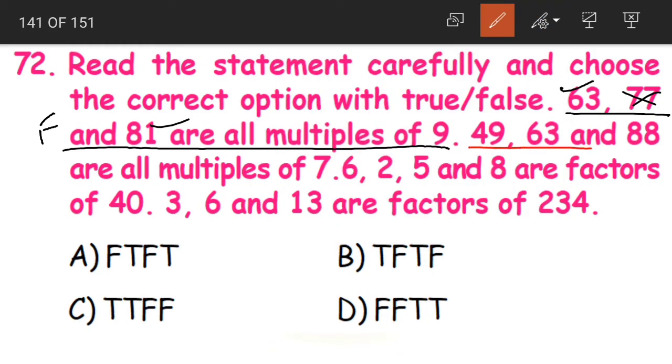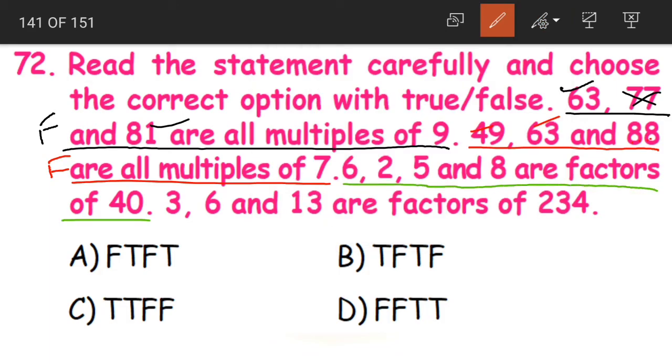Next we have 49, 63 and 88 are all multiples of 7. Now again we have 7 sevens are 49, we have 7 nines are 63, and then we do not have 88 as a multiple of 7, children. Okay, we have 7 12s are 84, but we do not have 88 in the 7th table. So again statement 2 is false. Now coming to statement 3, 6, 2, 5 and 8 are factors of, but 6 is not a multiple of 40.